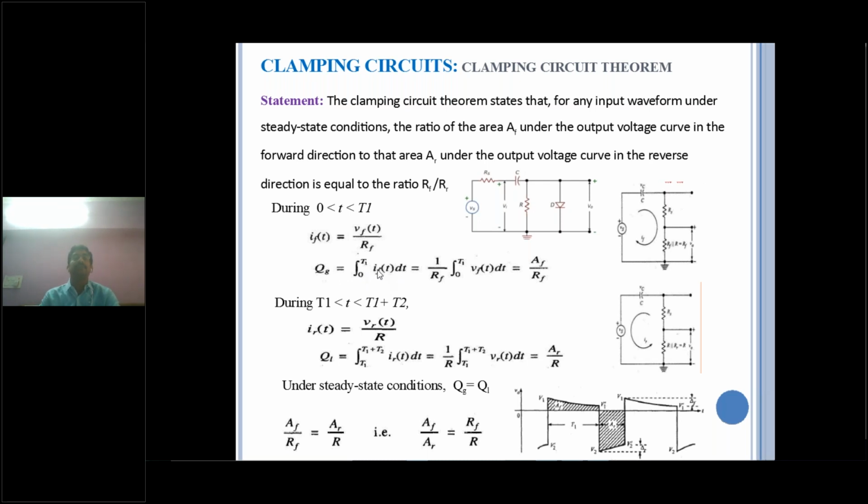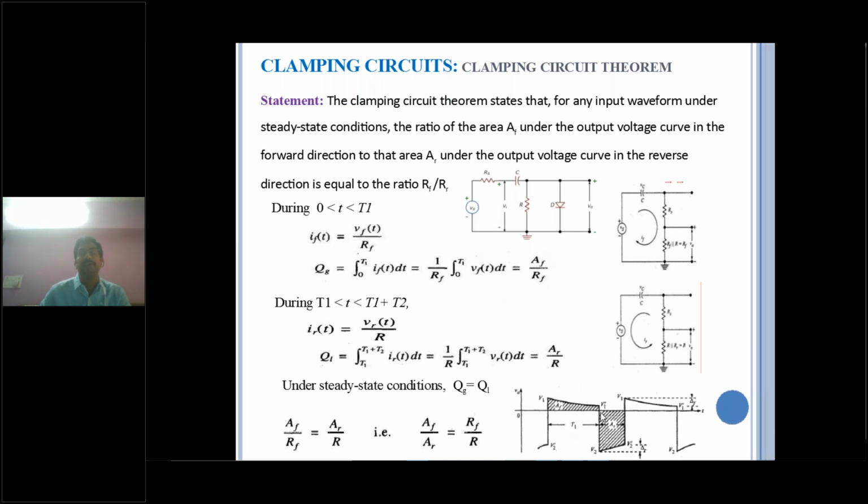So now i of t means IF of t. What is IF of t? VF of t by RF. You have to substitute it. Now RF is a constant value, so take it outside the integration. For the 0 to T1 positive peak interval, the integral of VF of t, the output voltage equation, is nothing but the area under the output waveform in the forward direction. That area equals AF by RF.